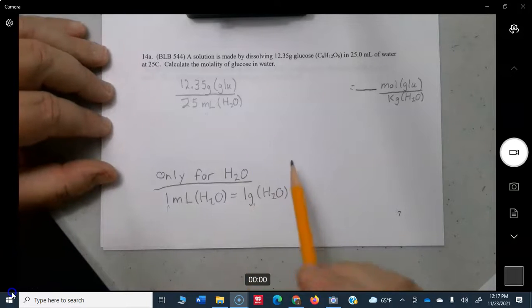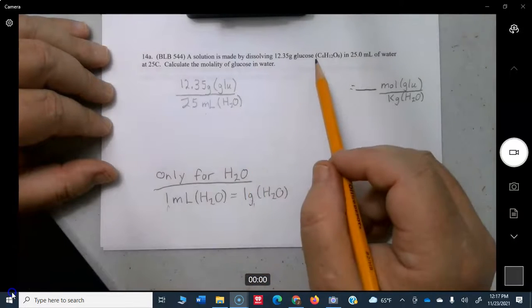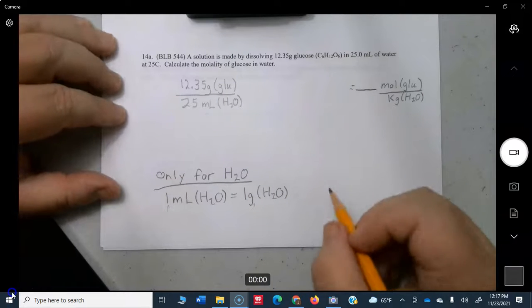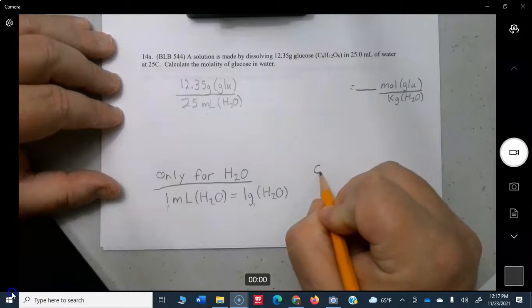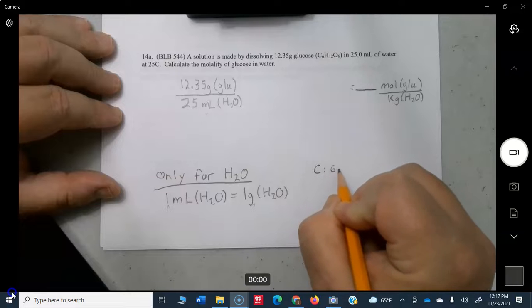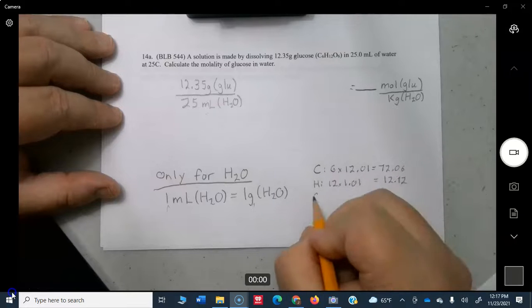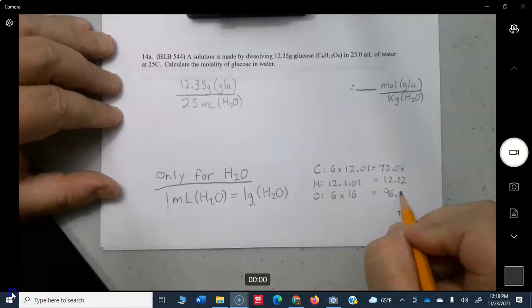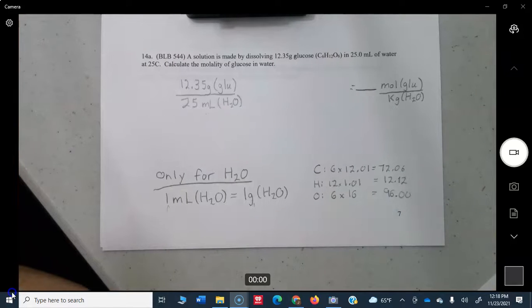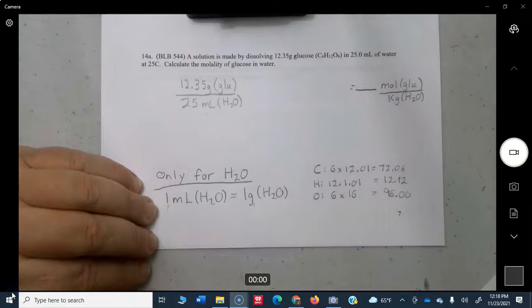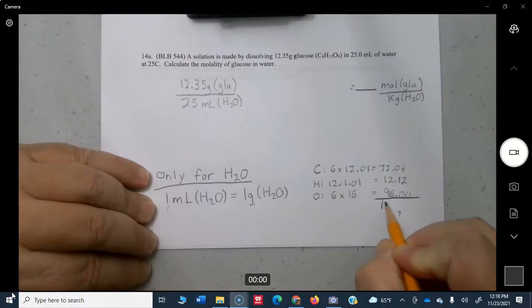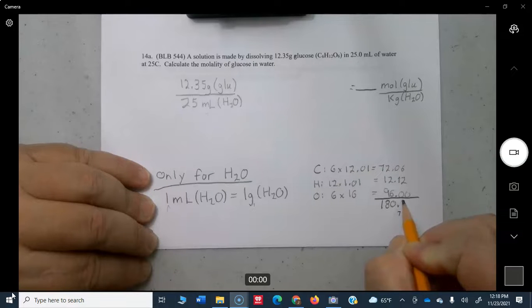Now what we need to figure out is the molar mass of glucose. It's C6H12O6. So let's just do that formally this one time. So C, you have 6 of them. Okay, and if you add those numbers up, you get 76.06 plus 12.12 plus 96, and that doesn't seem right. Let me try that again. Okay, if you add those up, that gives you 180.18 grams per mole.